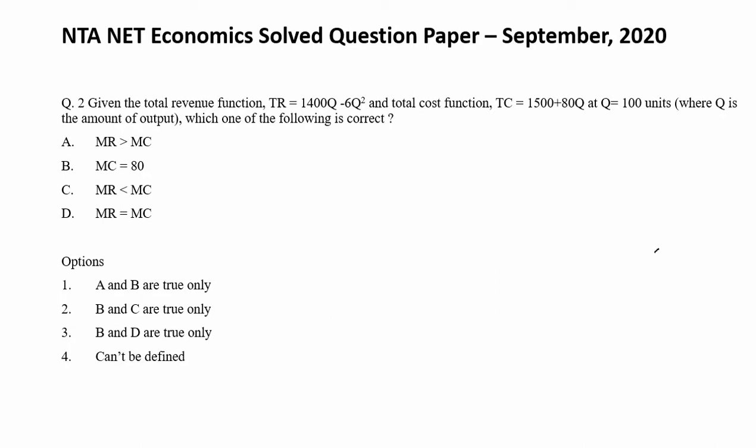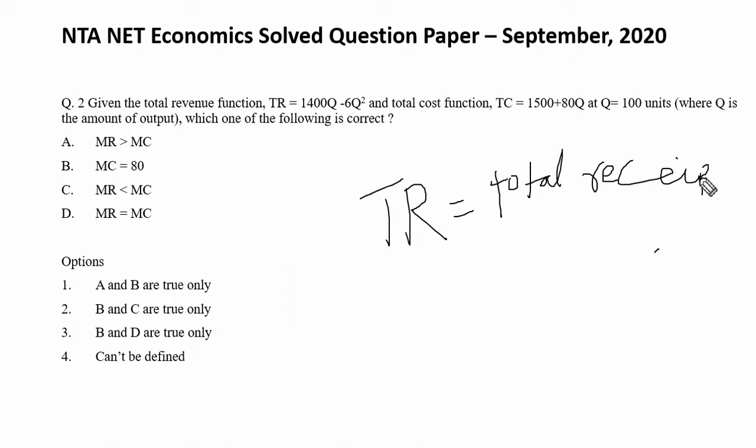So the first question is: given that there is a total revenue function and a total cost function, we have to find out which of the following is correct. So let's first understand what total revenue is. Total revenue is basically the total receipts that a firm or a seller receives by selling goods and services.